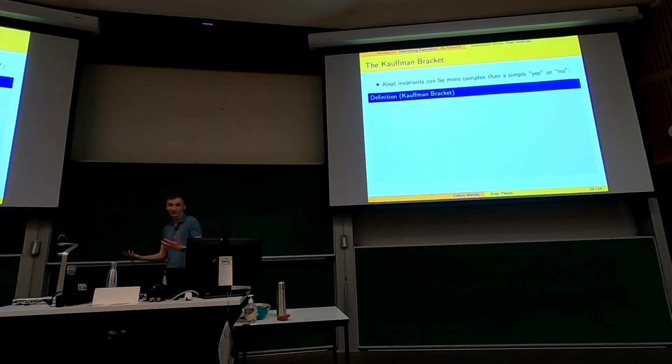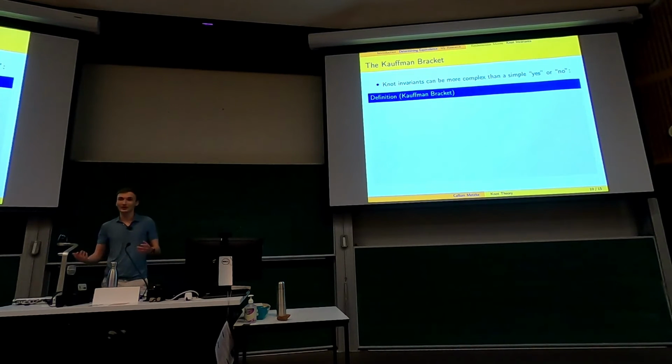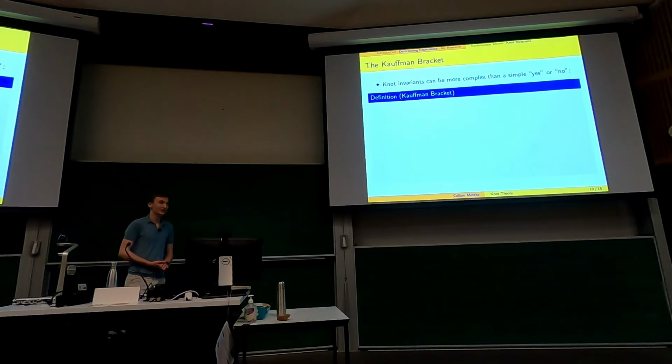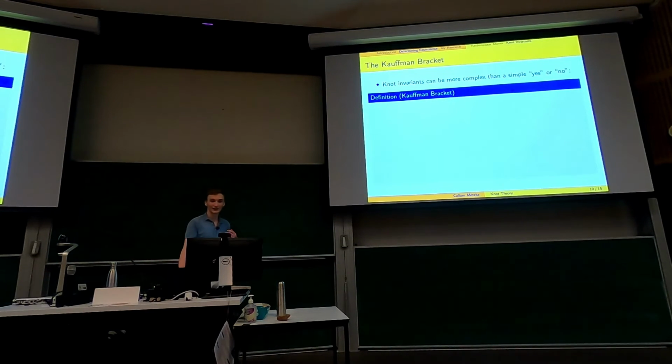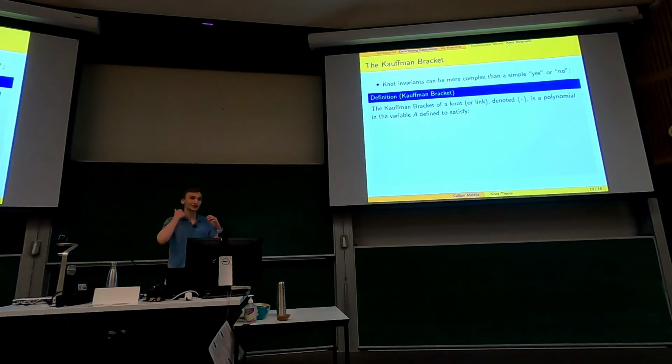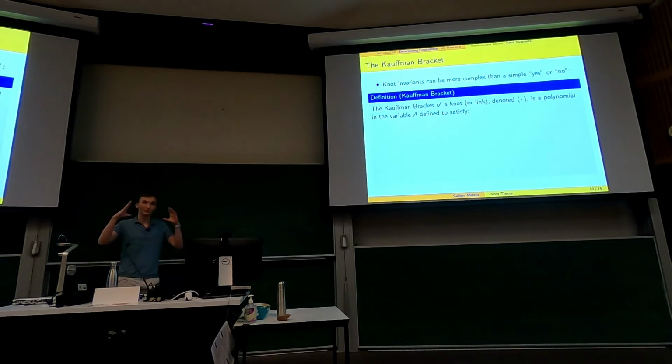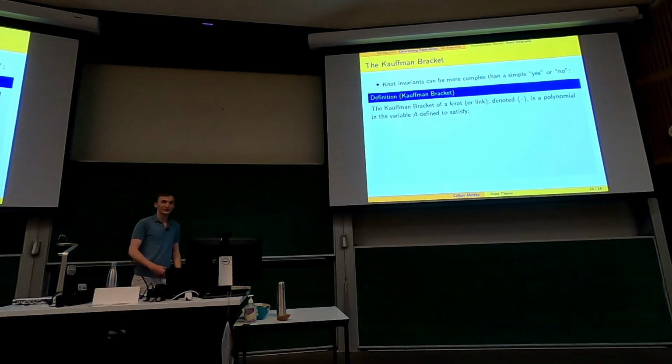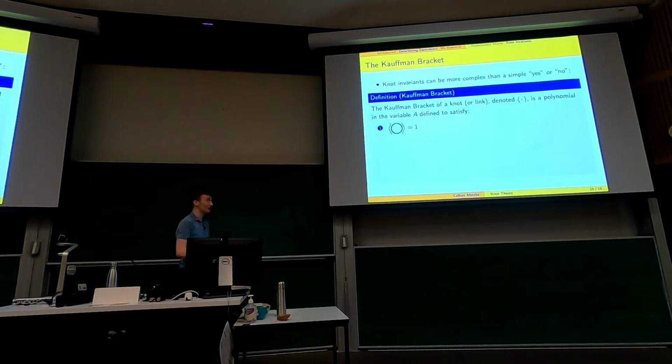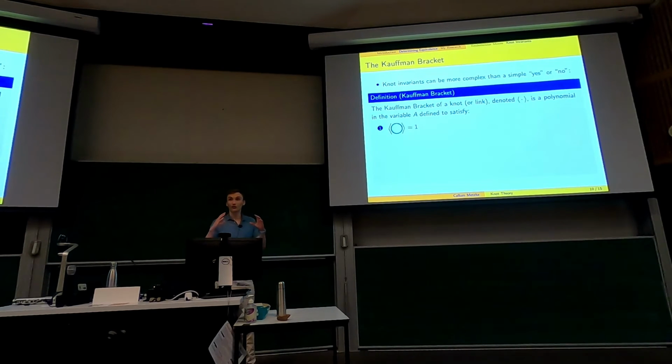This is called the Kauffman bracket. And it's a bit more complex than just a yes or no. And it's going to turn out that the Kauffman bracket is also a knot invariant. And the Kauffman bracket is a polynomial, where you take some knot or link and you put these angle brackets around it, and it's defined to satisfy three things. The first thing is that the Kauffman bracket of the unknot, just a simple loop, is 1.